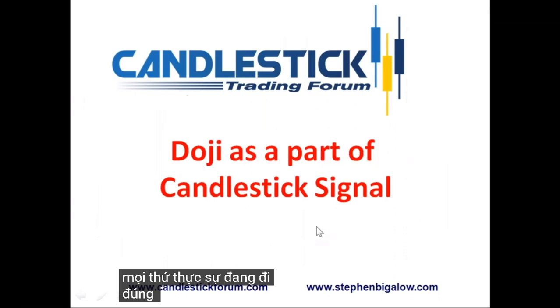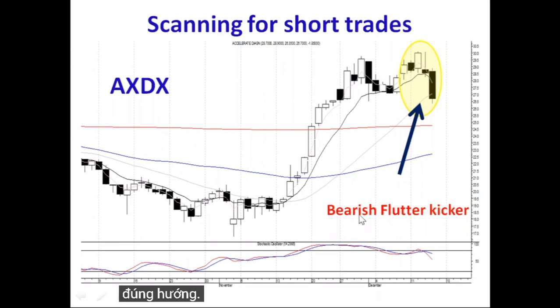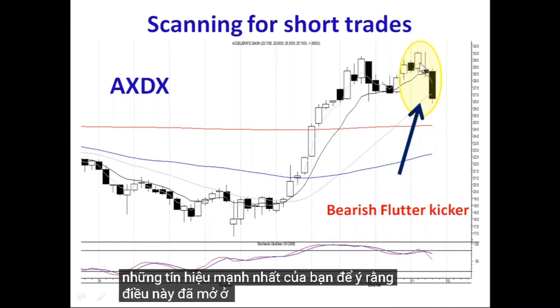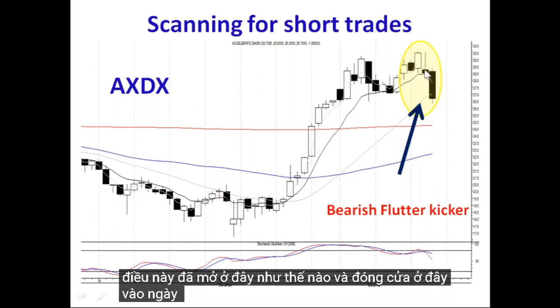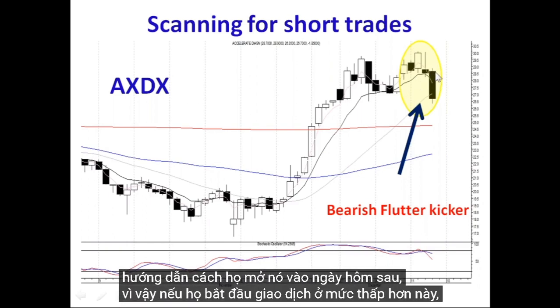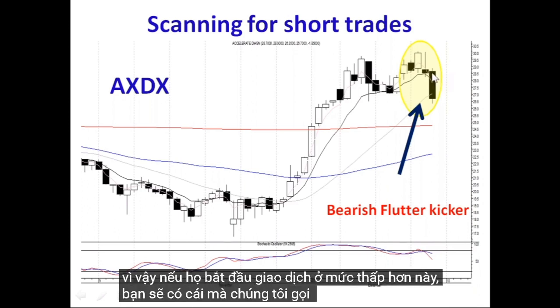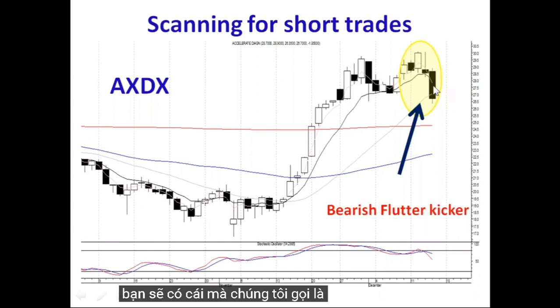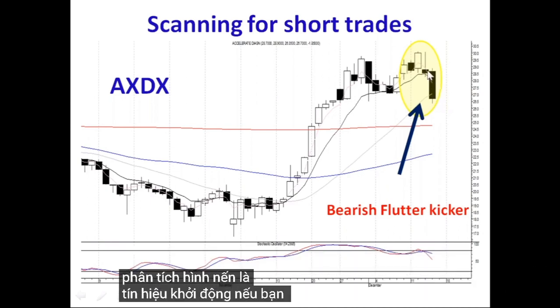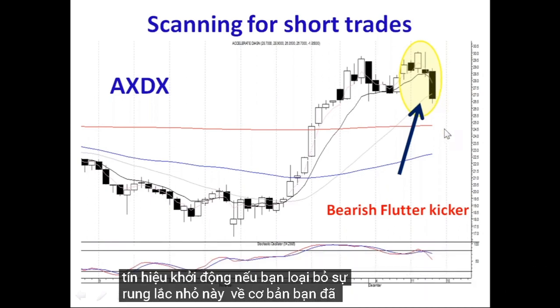Okay, so let's see, I think this is right. This is what we call a flutter kicker signal, which is one of your strongest signals. Notice how this opened here and closed here. The next day they did a doji, but it opened below the open of the previous day. And what do we know about the doji? The price is usually going to move in the direction of how they open it the next day. So if they start trading this lower, you've got what we call a bearish flutter kicker. One of the strongest reversal signals in candlestick analysis is the kicker signal. If you took out this little flutter, you've basically got a kicker signal.